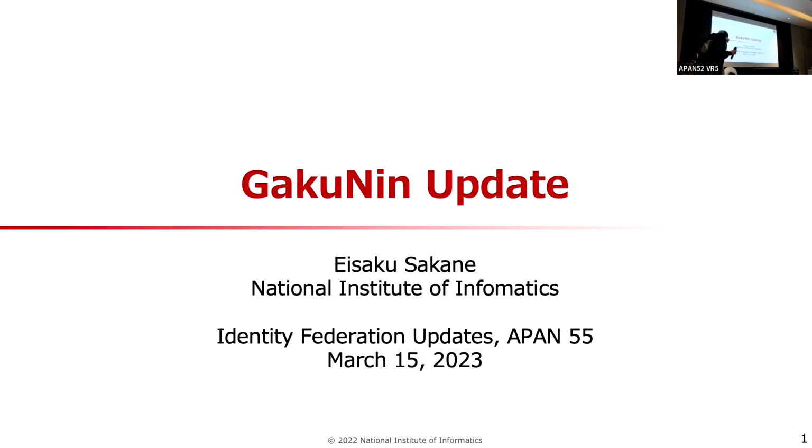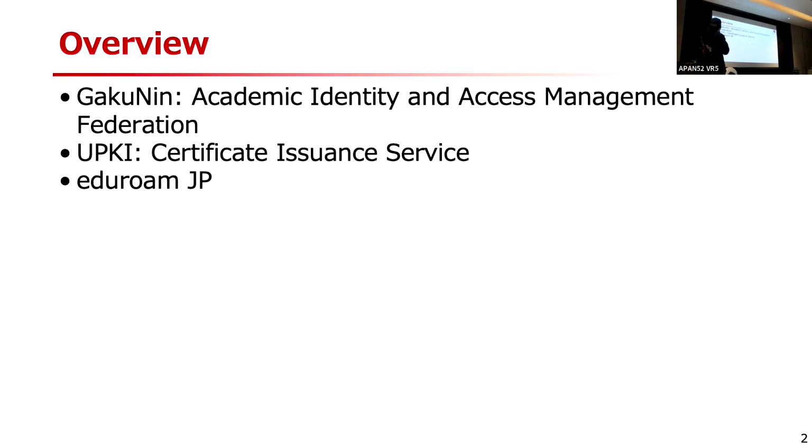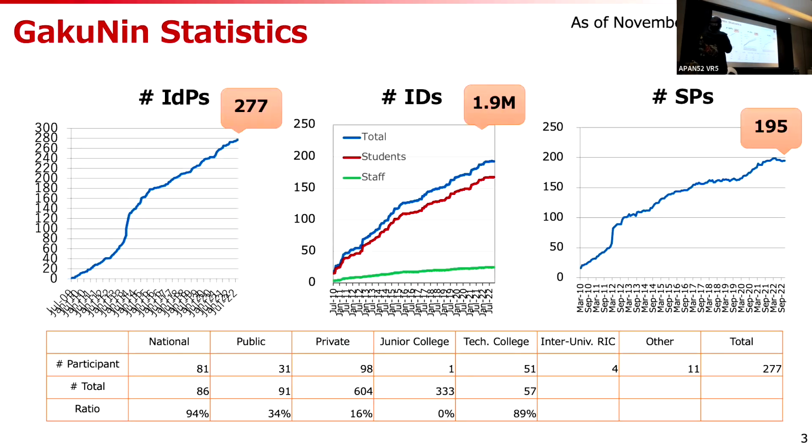So, good morning. I'd like to talk about the Gakunin update. I'm Eisaku Sakane from the National Institute of Informatics in Japan. My presentation includes the update of Gakunin, UPKI and eduroam JP. This slide shows the Gakunin statistics. Currently, we have about 277 identity providers, and about 200 service providers.